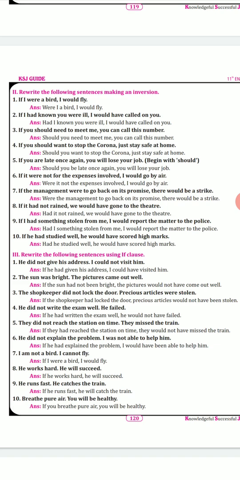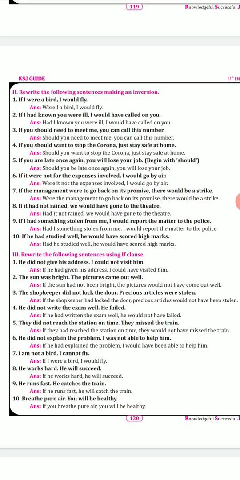They did not reach the station on time, they missed the train. This also can be converted into impossible condition. If they had reached the station on time, they would not have missed the train. And then, he did not explain the problem, I was not able to help him. So this is also simple past tense, and this sentence can be converted into impossible condition. If he had explained the problem, I would have been able to help him.